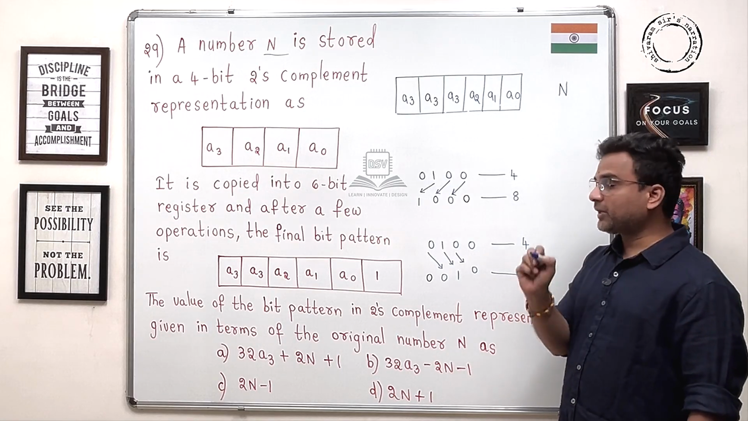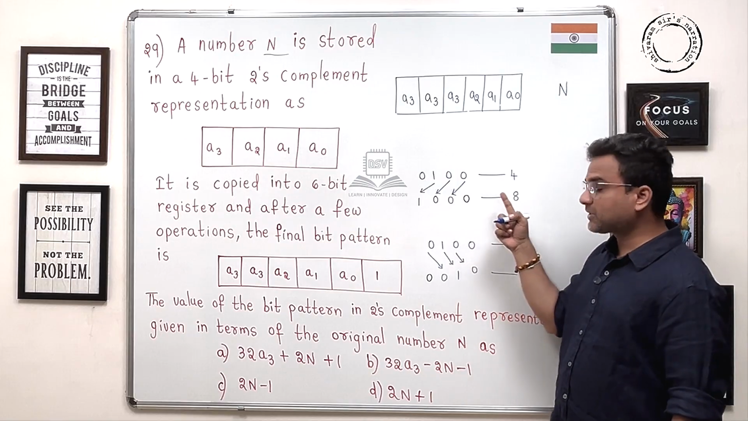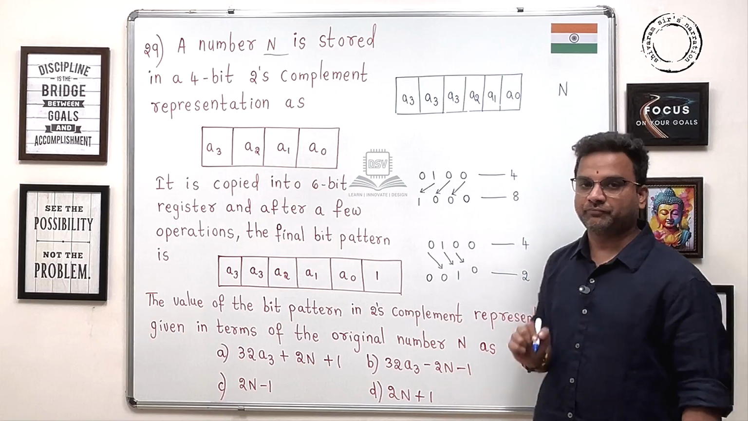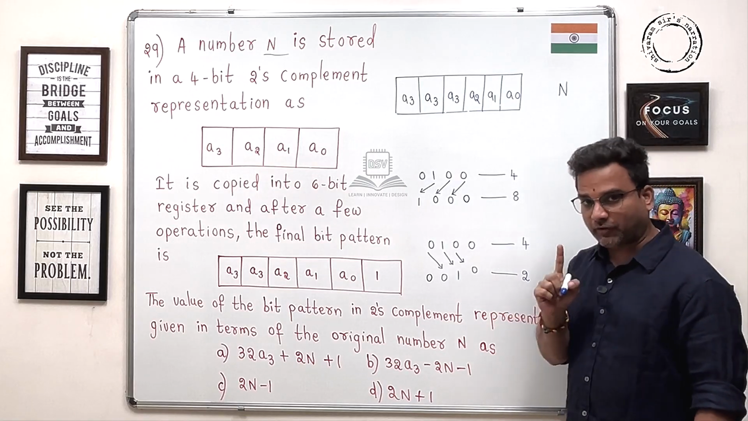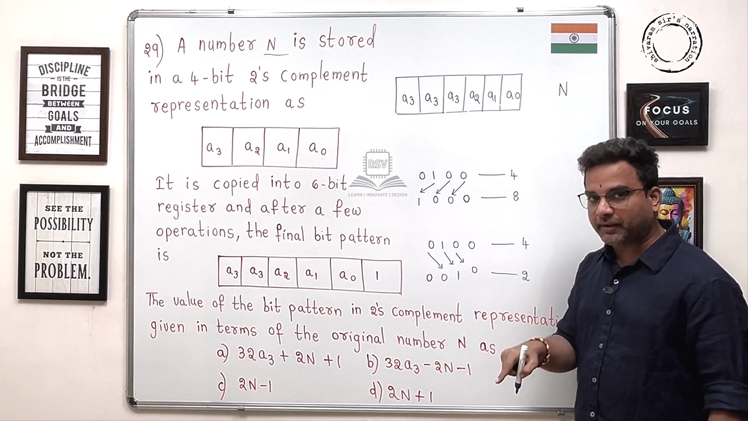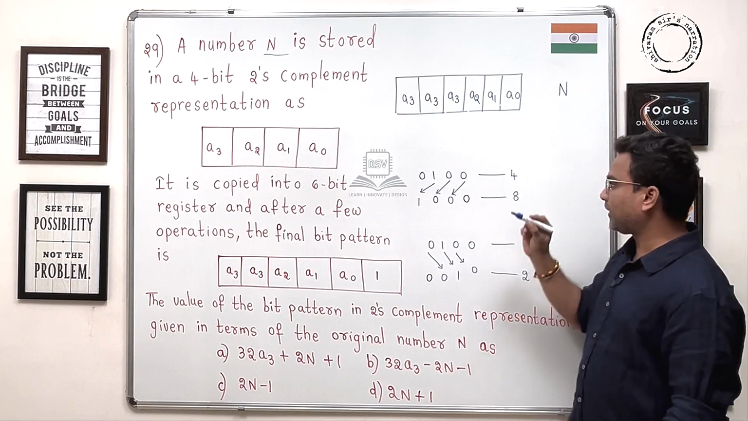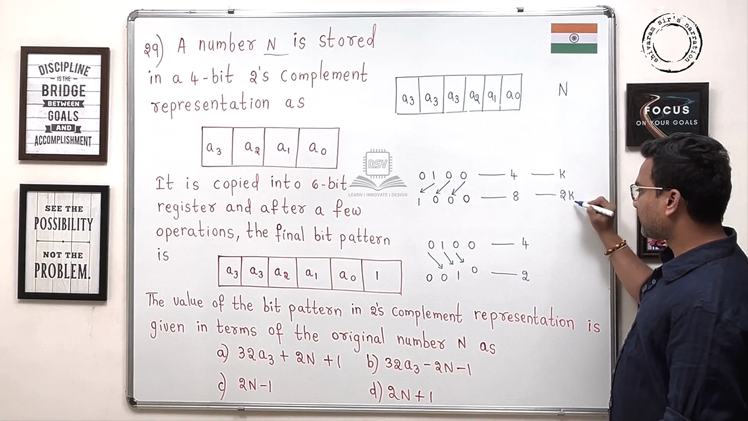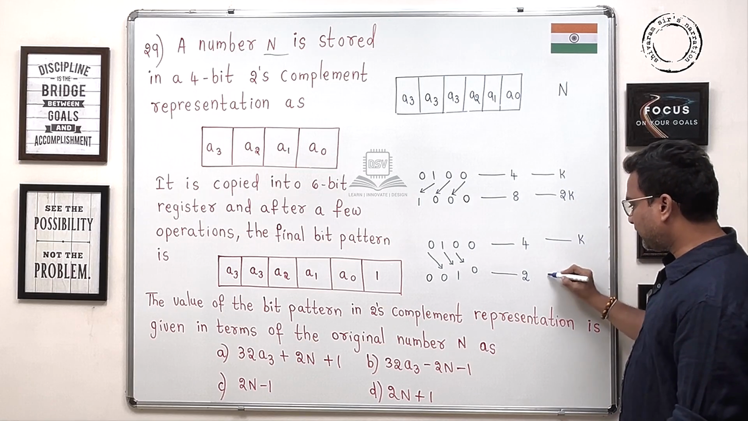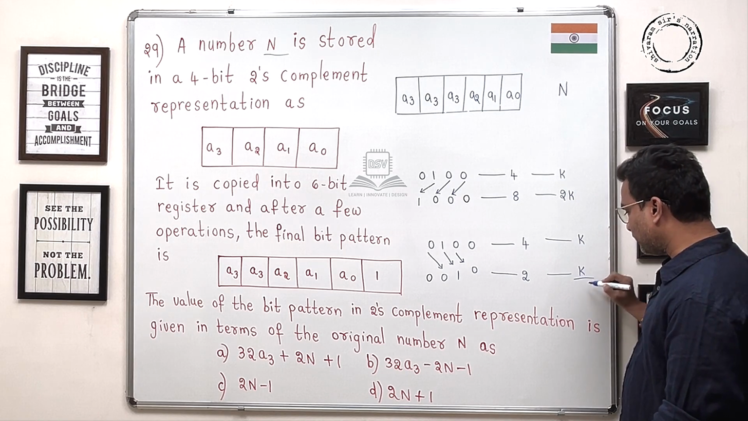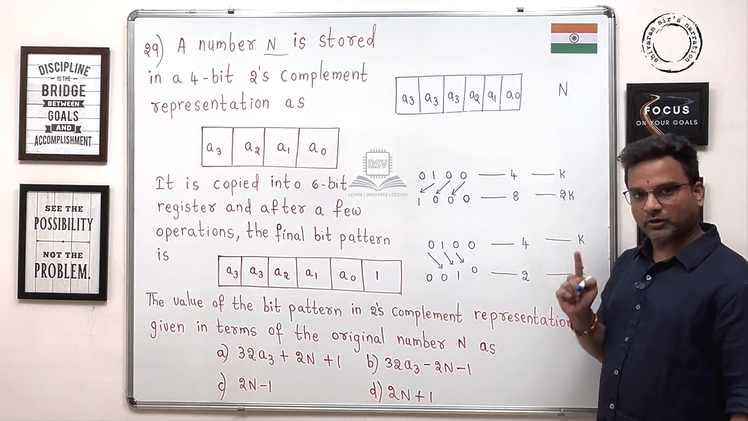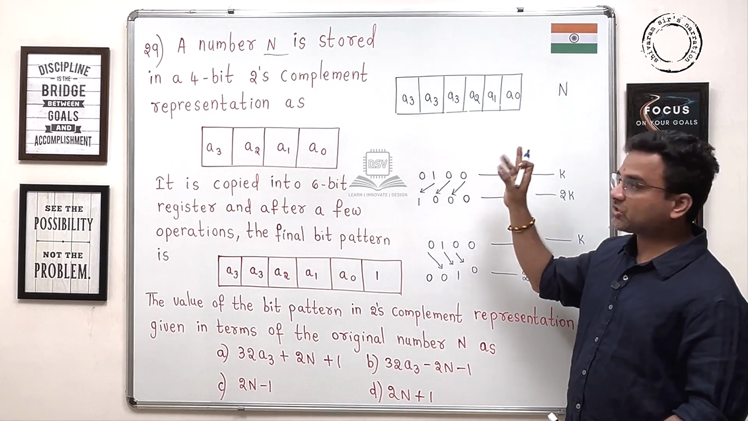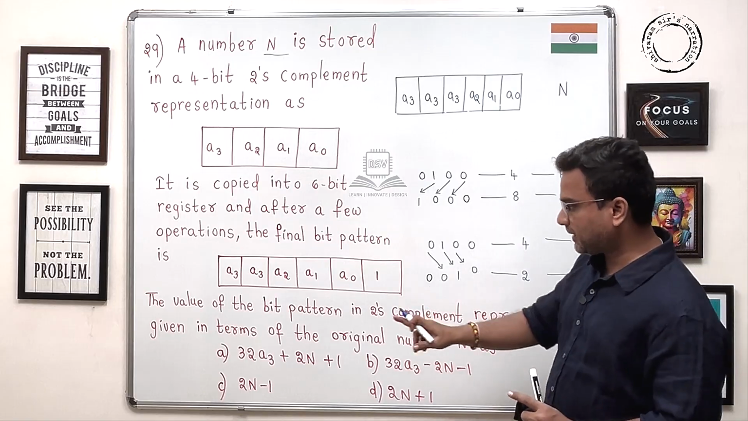This means that during a shift left operation, the value gets multiplied by 2 if you do the shift left operation one time. Similarly, with a shift right operation one time, the value gets divided by 2. So let's assume this is k, then this will be 2k. And this is k, then this will be k by 2.